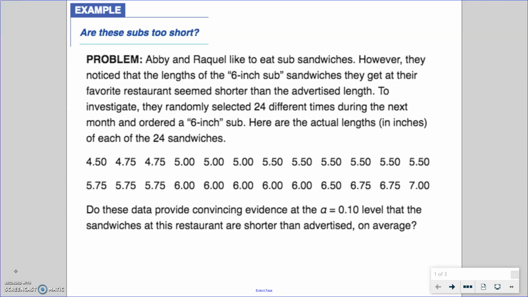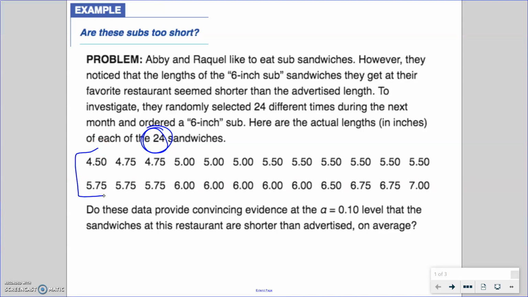So here's a problem that might be an example of something you might see. So let's read through it together. Abby and Raquel like to eat sub sandwiches. However, they noticed that the lengths of the 6-inch sub sandwiches they get at their favorite restaurant seemed shorter than the advertised length. To investigate, they randomly selected 24 different times during the next month and ordered a 6-inch sub. Here are the actual lengths in inches of each of the 24 sandwiches. Okay, so there's 24. So each of the 24, here's the data that they got.